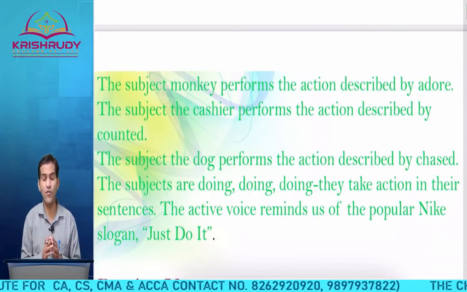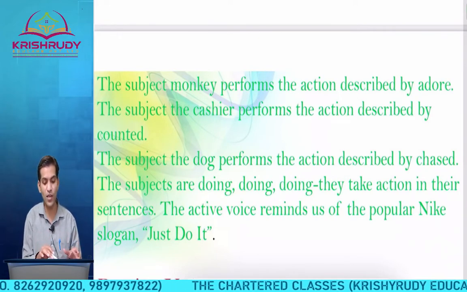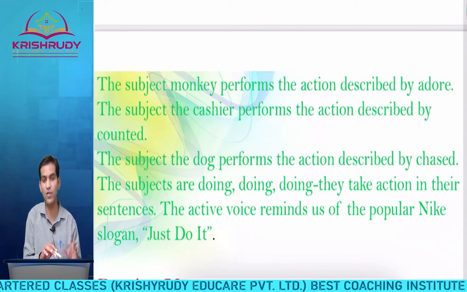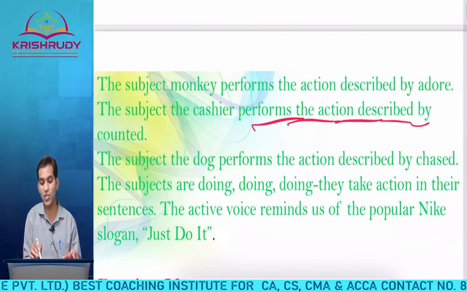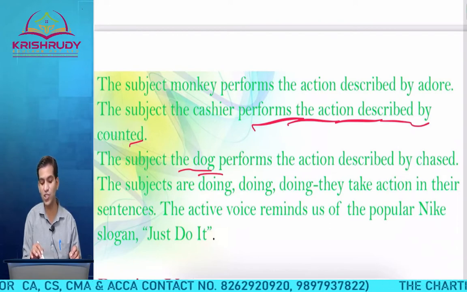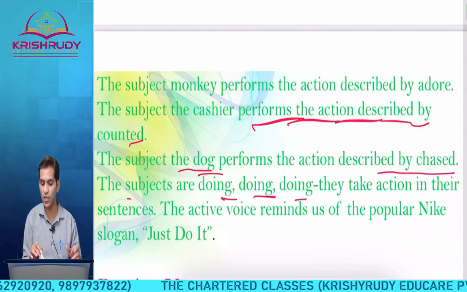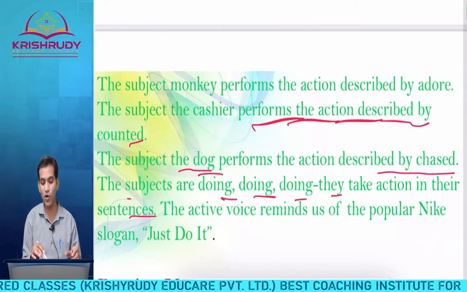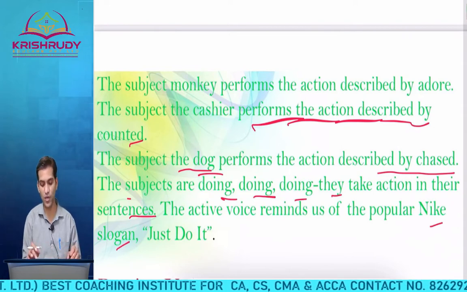This is the clarification, or we can say the details given on the above sentences, where the subject monkeys performs the action described by adore. This I already explained with an example. The subject, the cashier, performs the action described by counted. The subject, the dog, performs the action described by chased. The subjects are doing. They take action in their sentences. The active voice reminds us of the popular Nike slogan, just do it, right?